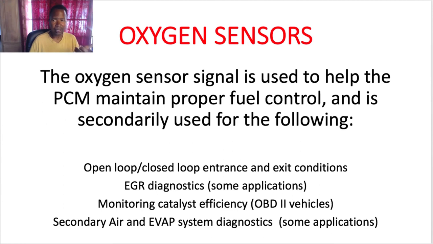Again, it tells us if the fuel system is compensating for the O2 content in the exhaust system. But we also use the O2 sensor for EGR diagnostics on some applications, monitoring the catalytic converter, almost every car after 96, and secondary air and EVAP system diagnostics.